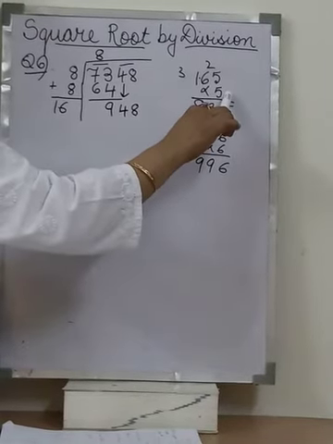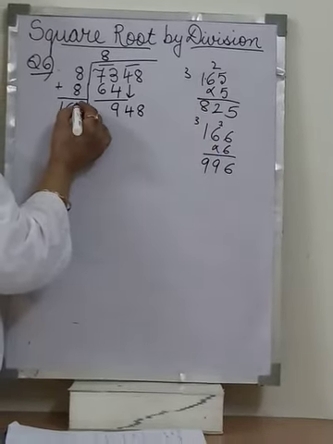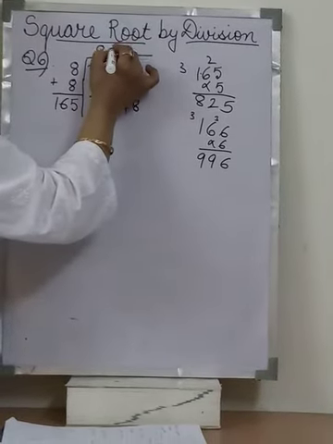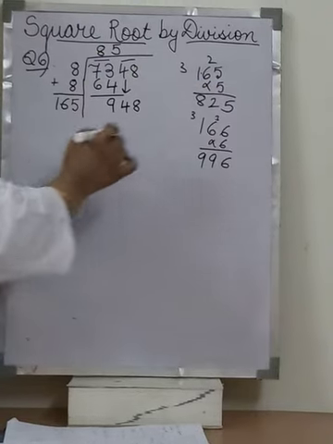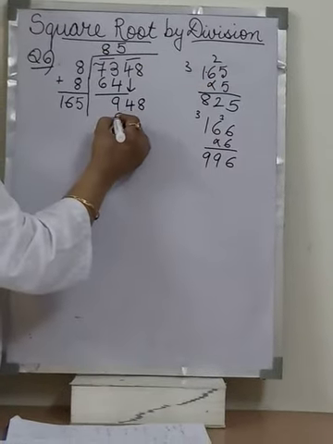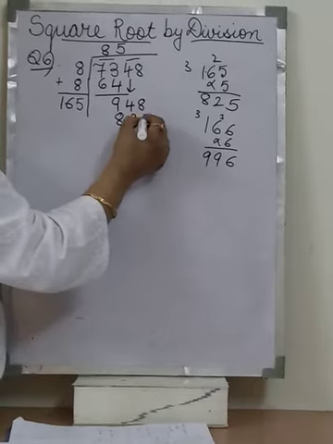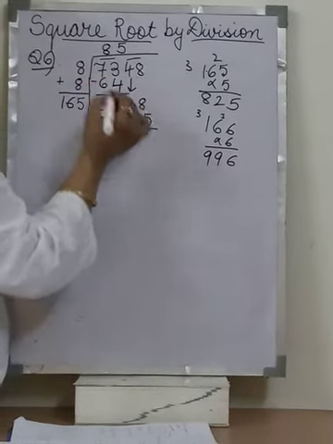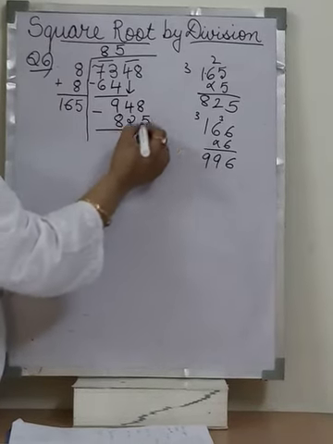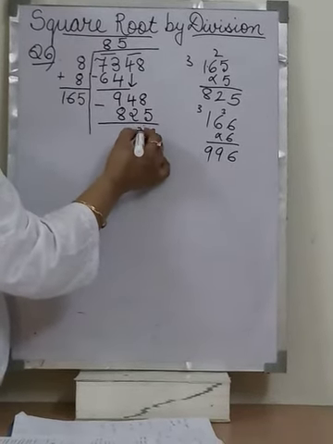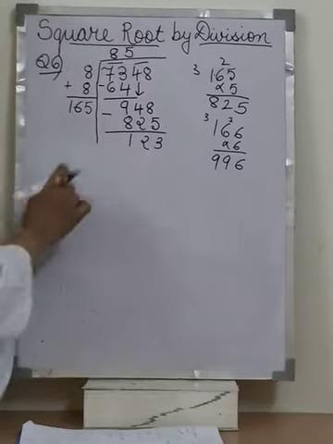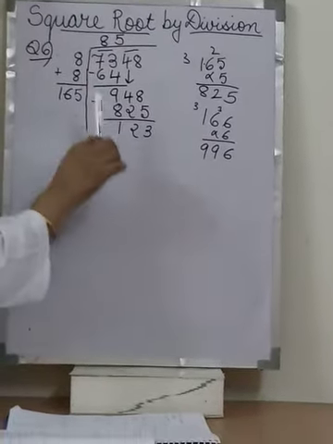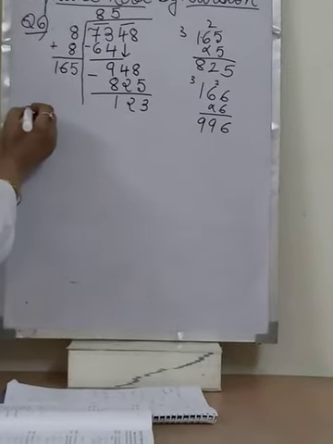So what do we have to place? We have to place 5 in front of 16, making 165. Whatever we place, we multiply it with that also. So we have multiplied 165 with 5, that becomes 825. Okay. Now we subtract it. So what will you get? 3, 2, 1. So how much is extra? This 123 is extra, because this is not a perfect square.